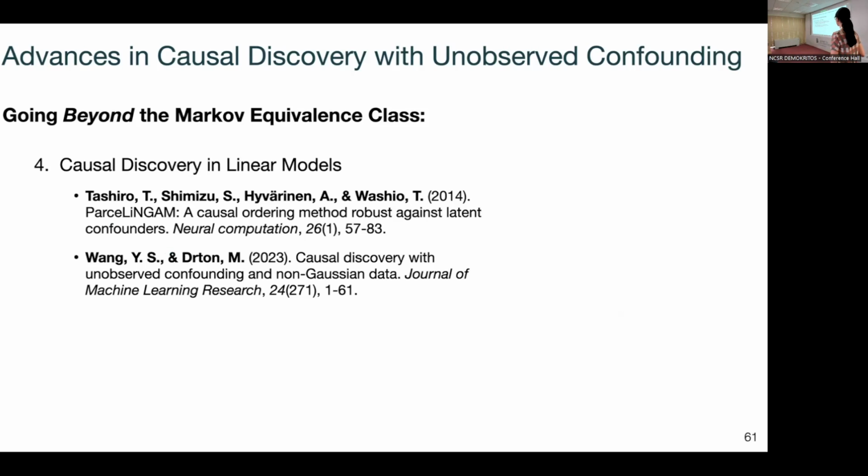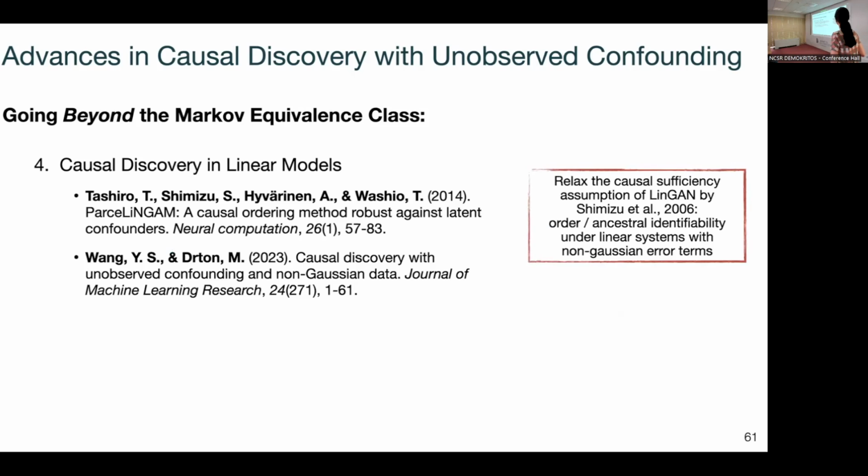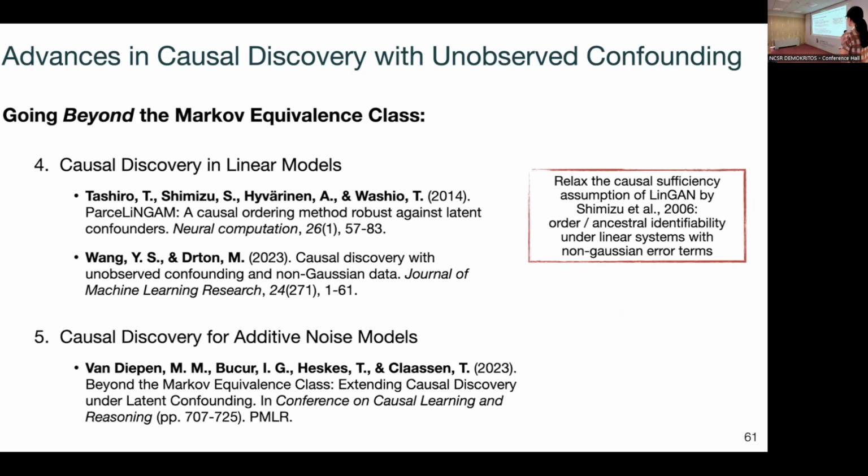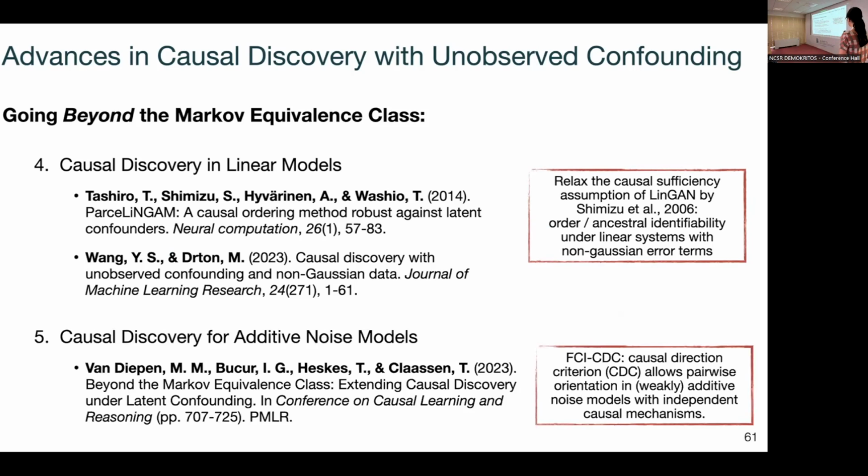And they did something more. I have a note here that I don't remember exactly. I think they treated the case of a Bow-free graph as well. So they not only proved that this is complete, but they did some extension to more particular graphs. There's also this paper, published last year, going beyond by using additive noise models. They combine the FCI with a new causal direction criterion that's not assuming sufficiency, but assuming something called independent causal mechanisms. It's kind of related, but a little bit more relaxed.